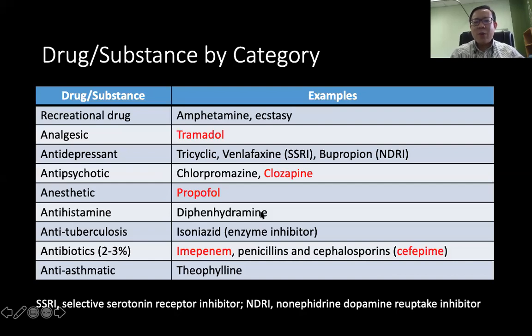The drugs I have covered in the previous lecture, partly because there are many drugs that we need to be careful about. For pain, we talk about tramadol. For antipsychotic, we talk about clozapine. For anesthetic agent, we talk about propofol. For antibiotics, we talk about imipenem and cefepime.